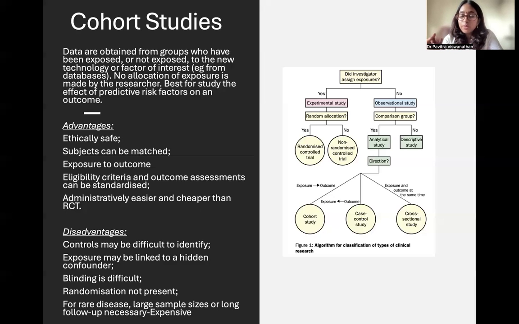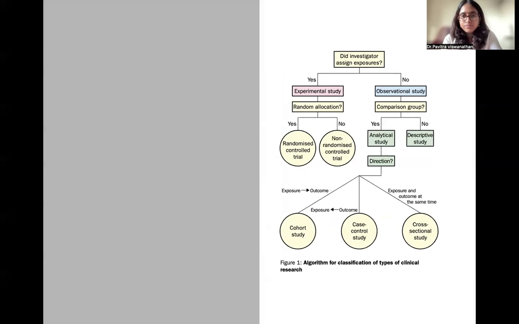You may not be able to get properly matched controls. Blinding may not happen because randomization again may not happen. And for rare diseases, this is not the study of choice.